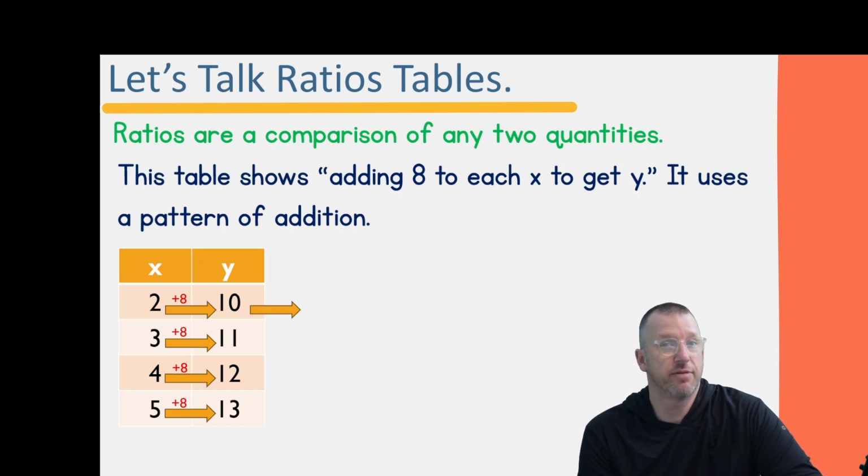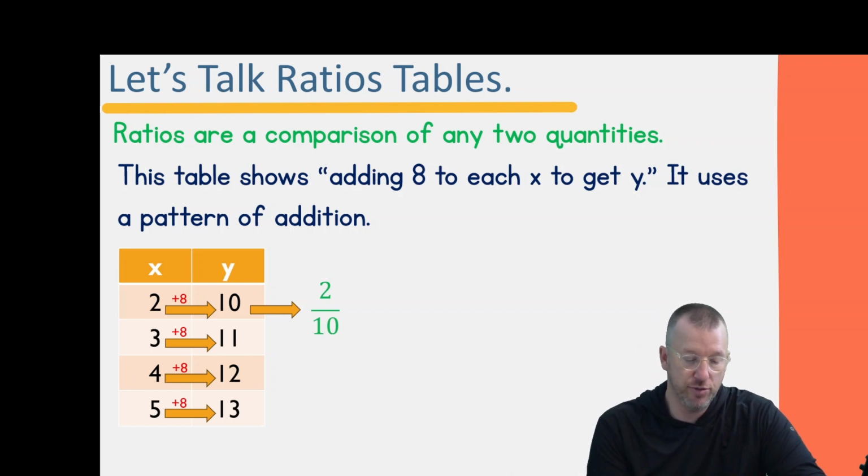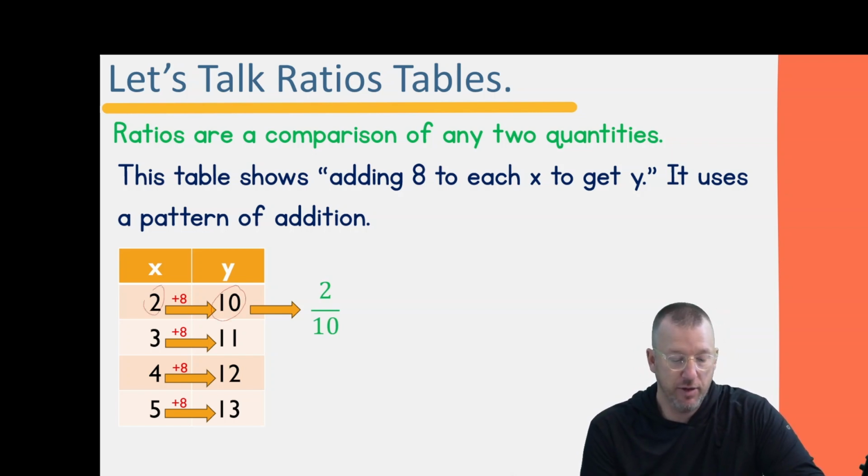But in order for this to be a proportional table, we have to take that first one, which is 2 out of 10. So 2 out of 10. And we can compare it to another one. You can compare it to any of them in here to find out.